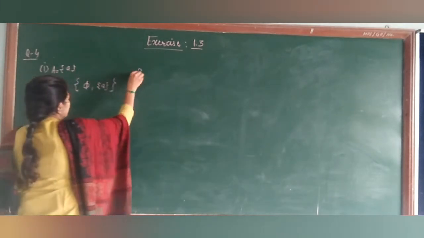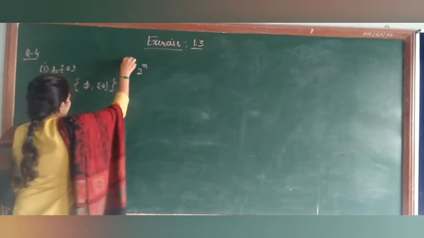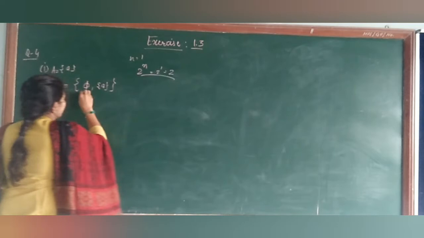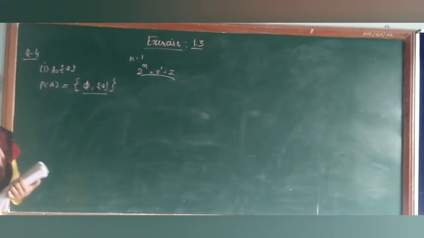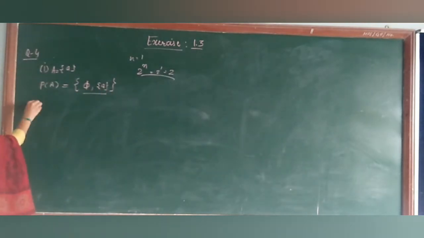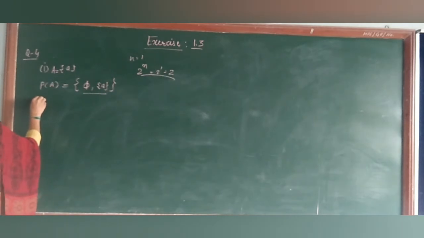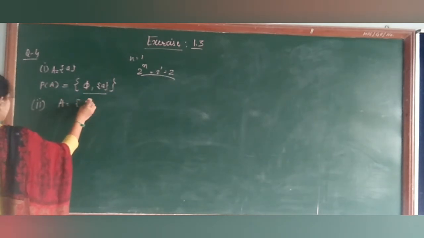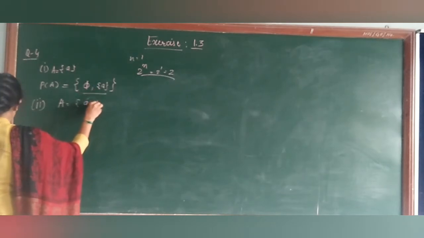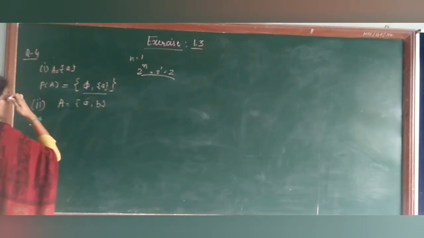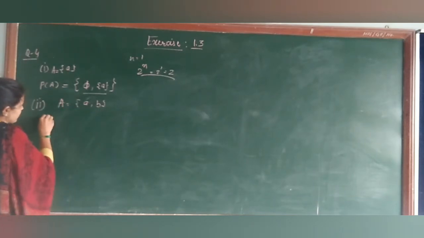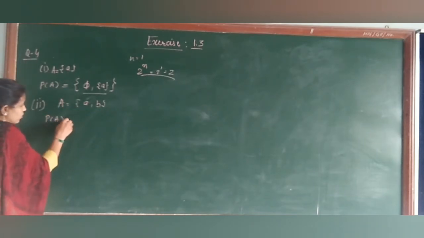Now for checking, you can check 2 raised to n. Here n is equal to 1. So 2 raised to 1 is 2. There are 2 elements. Yes, so done. Second question: A is equal to the set A, B. So this is another set. Now you have to write down the power set of A.